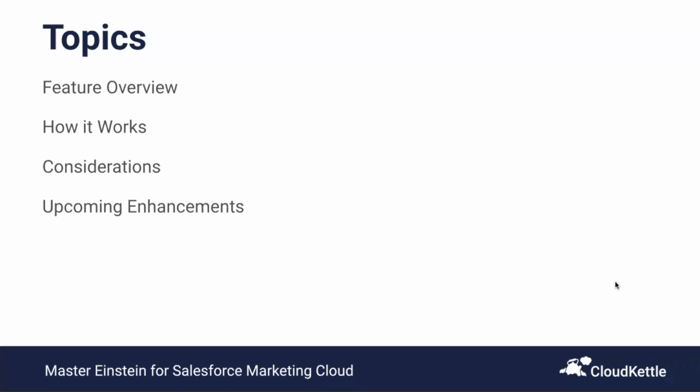In this session, I'll be introducing Einstein Content Selection for Salesforce Marketing Cloud. I'll explain what this feature does, why you should use it, how it actually works, and highlight areas that you need to consider when using Einstein Content Selection. And finally, I'll provide an insight into upcoming product enhancements that we can expect to see in future releases.